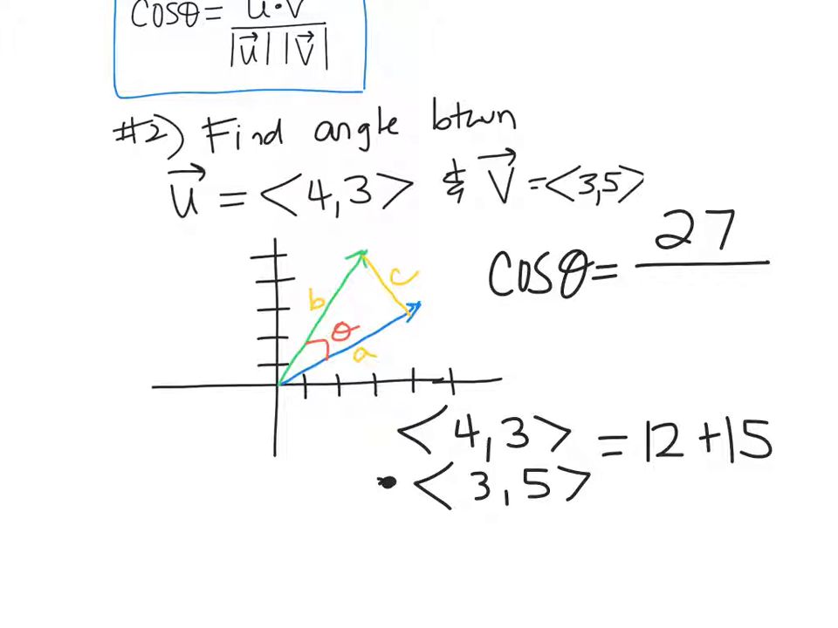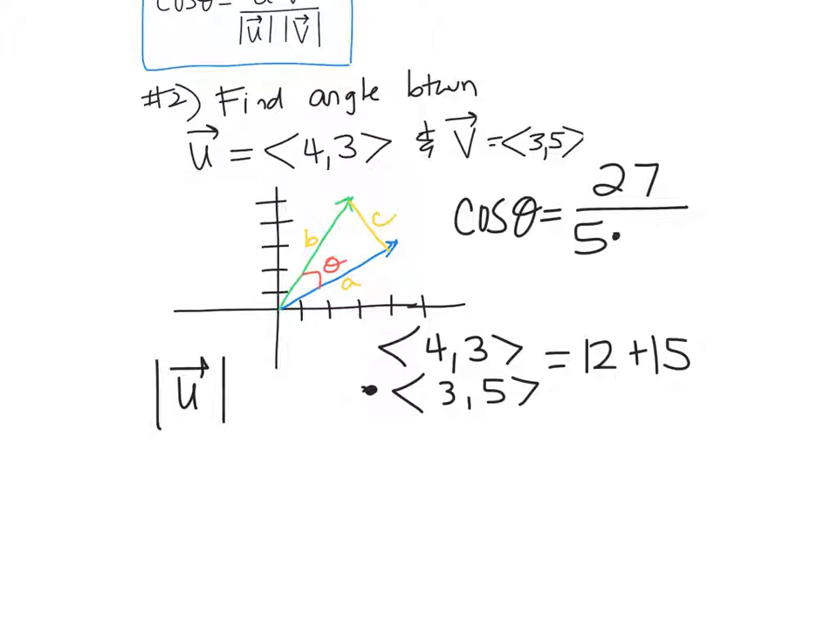Okay? And then you have to find the magnitude of u. The magnitude of u is easy. What's the magnitude of u? Here's u. It's a 3, 4, 5. Okay? So the magnitude of u is 5. V, not so nice. It's not the 3, 5, 4, unfortunately. So the magnitude of v would be the square root of 9 plus 25. So rad 34.